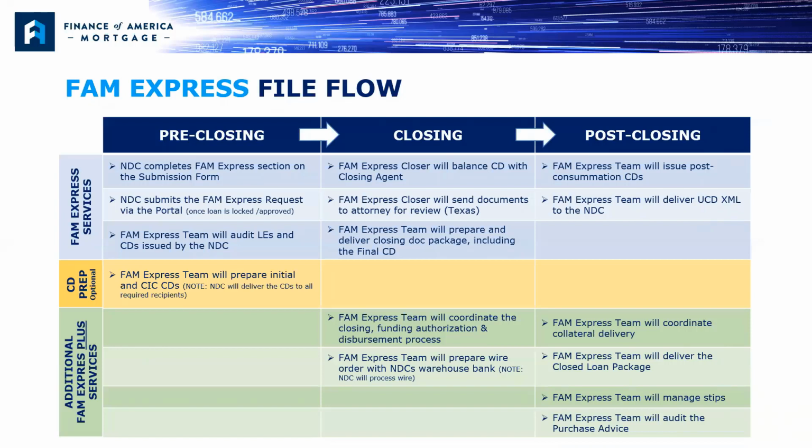So, Garrett, the biggest differences on this go through really not just the pre-closing, but the closing and then what happens after closing, right? Right. On the FAM Express Plus, the Express stream is going to coordinate the collateral delivery. They're going to coordinate the delivery of the closed loan package. They're going to manage any post-closing steps that need to get the loan purchased, and then they're going to audit the purchase advice and make sure that it's correct on behalf of the customer.